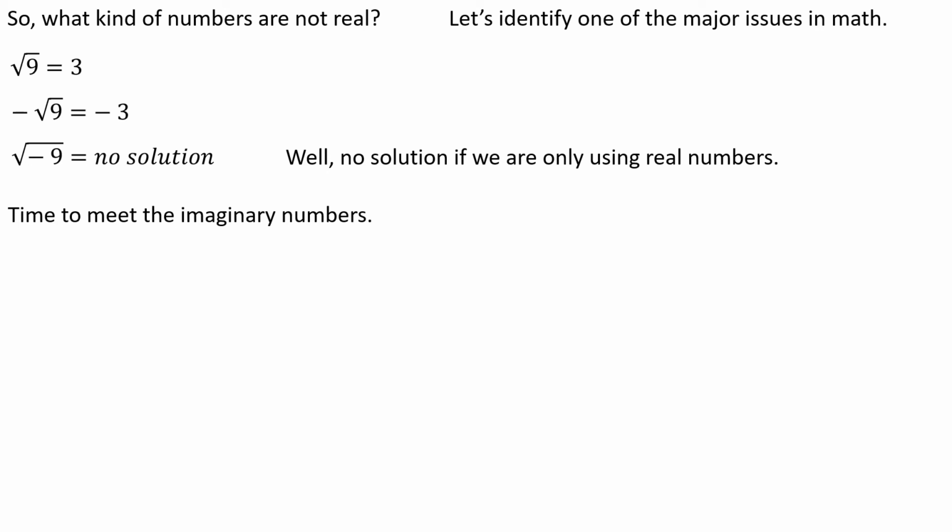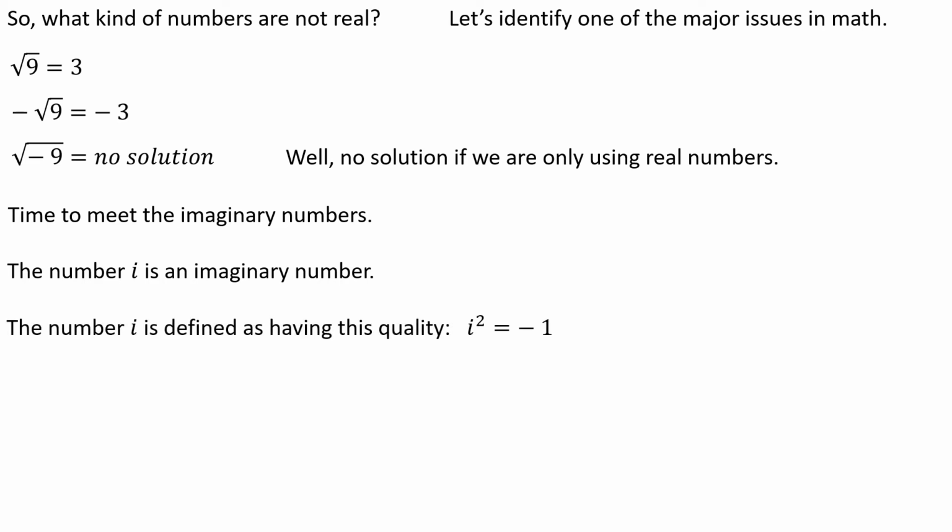So we need some imaginary numbers so we can work with this situation. The number i is an imaginary number. The definition, i squared equals -1. Okay, that's how that number is defined. This is kind of weird. We don't really tell you what i is, but we tell you that if you take i and you square it, you get -1.